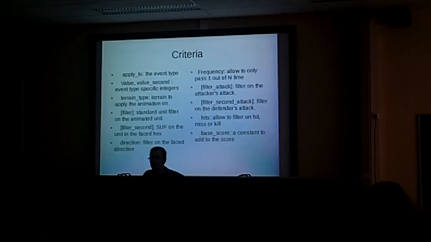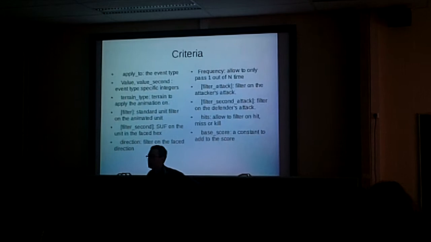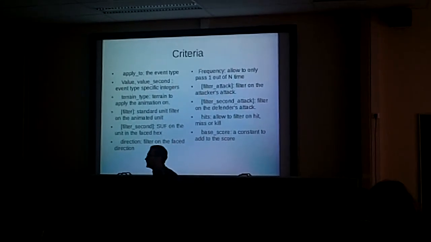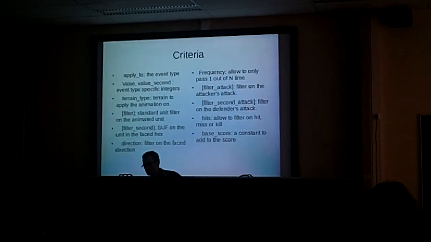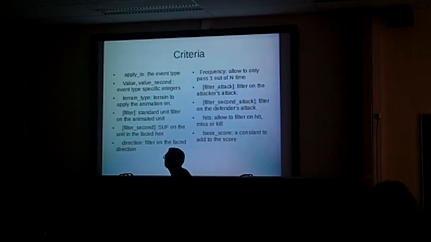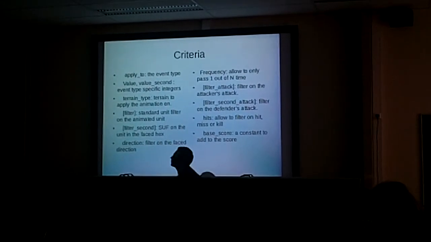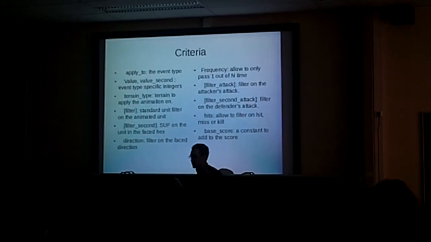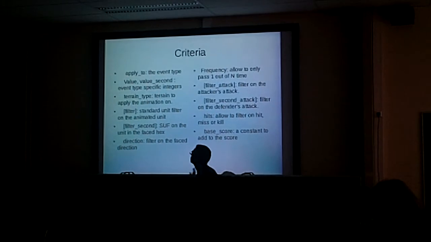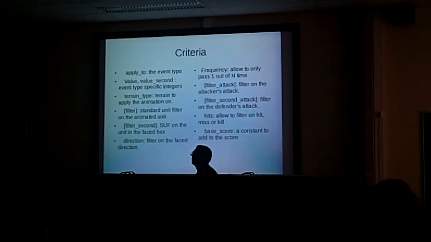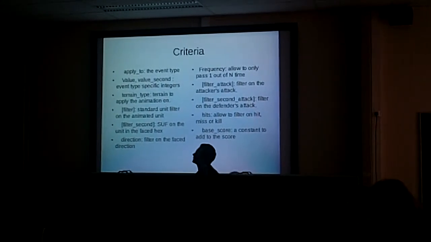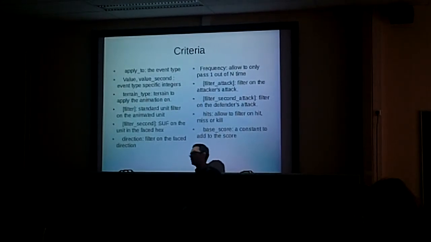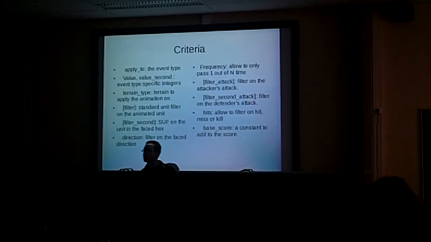Now I wanted to show you a bit the large variety of criteria and how we can really do some funny animations for special cases. So the first one to apply to it is basically how we were told. What event trigger? It's the most basic one. Value, we have some event type specific integers which depend on how we're told. So again, if you want to have all the details, you have to go to the documentation.